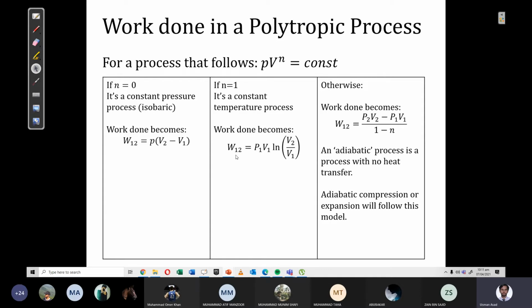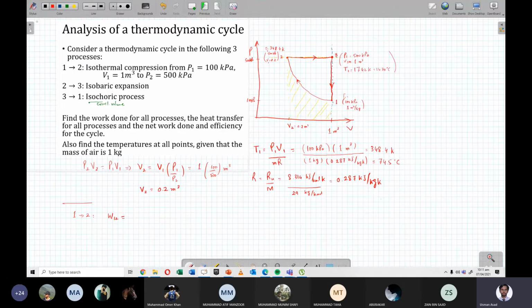ठीक है. So यहाँ पे जो हमारा process 1 से 2 था, that was an isothermal process, in which you use this equation in the center, right? So the work done for process 1 से 2 is P1 V1 natural log of V2 over V1, right?